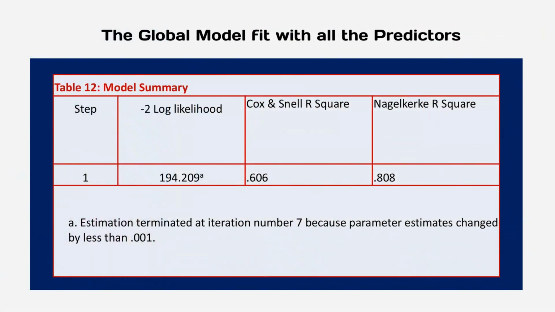The model summary. This contains the -2 log likelihood and 2 pseudo R-square measures. The pseudo R-squares, that is, Cox-Snell index and Nagelkerke, are interpreted as analogous to R-square. Cox and Snell R-square is 60.6% and Nagelkerke is 80.8%, indicating a good model fit.